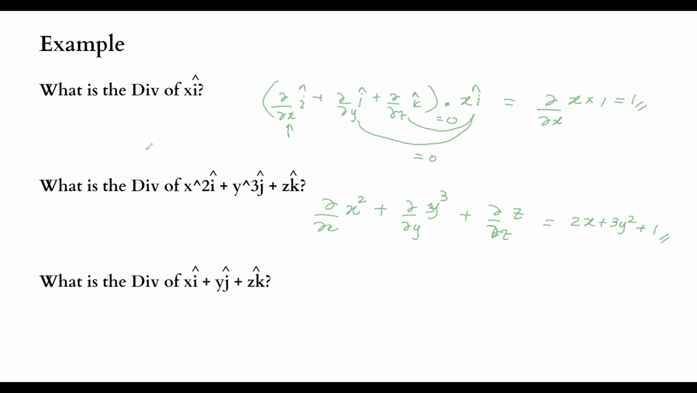Similarly, we can do this for other functions as well. For this function also we can do it, and it will be easy. The third one will be 3. You can take the derivative of x with respect to x, y with respect to y, and z with respect to z, and then add them all. It should give you 3.